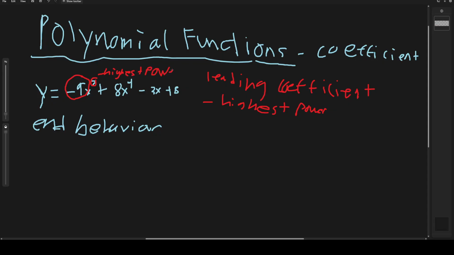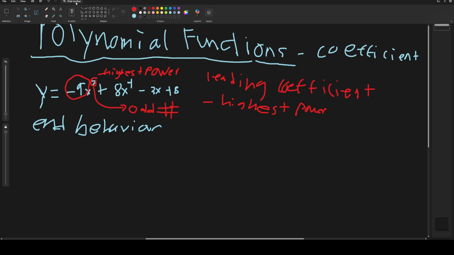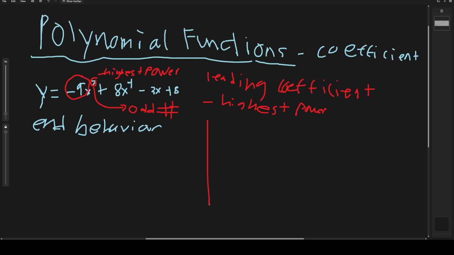And that's what we use to determine the end behavior of a polynomial. So negative 9x, there's a negative, so it is going to be vertically reflected over the x-axis. So now we know, and this is an odd number. So what we can gather from all that information is that the graph is going to look something like this.